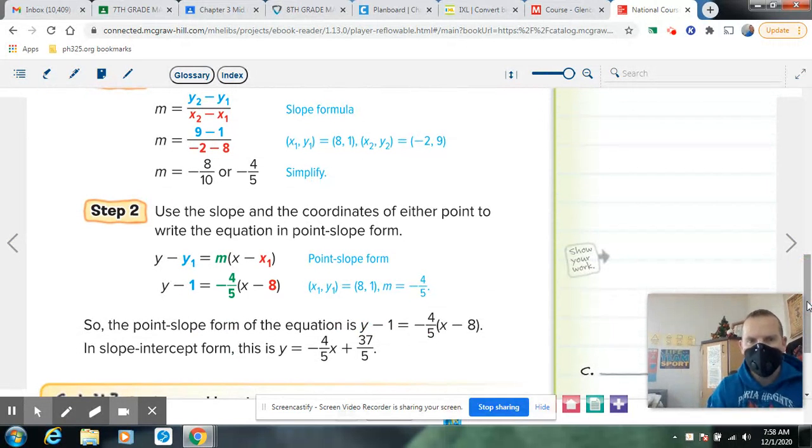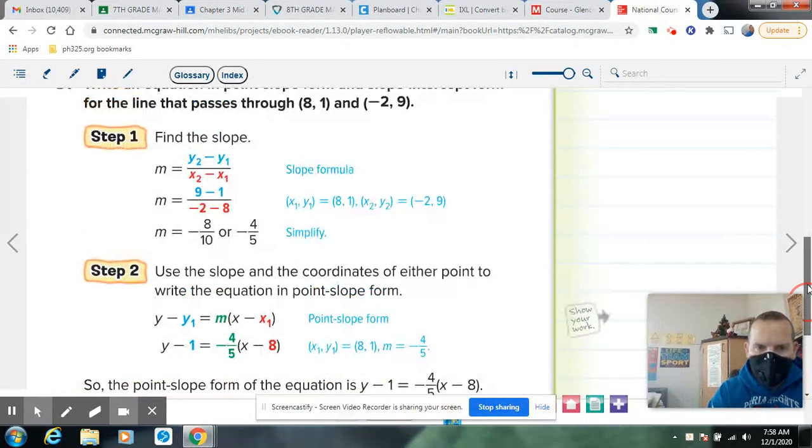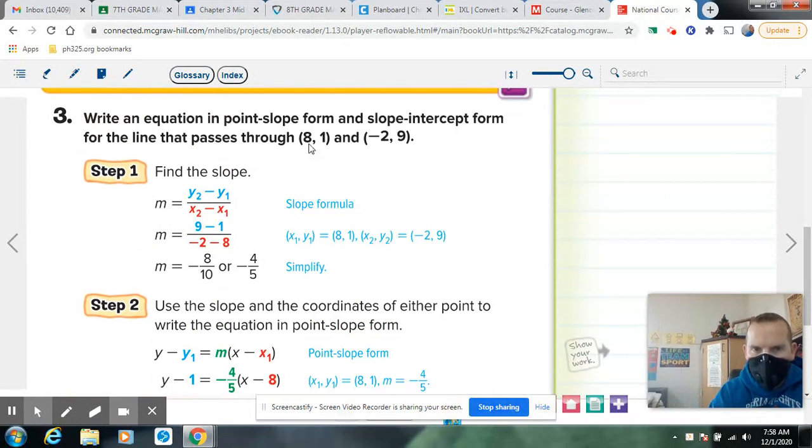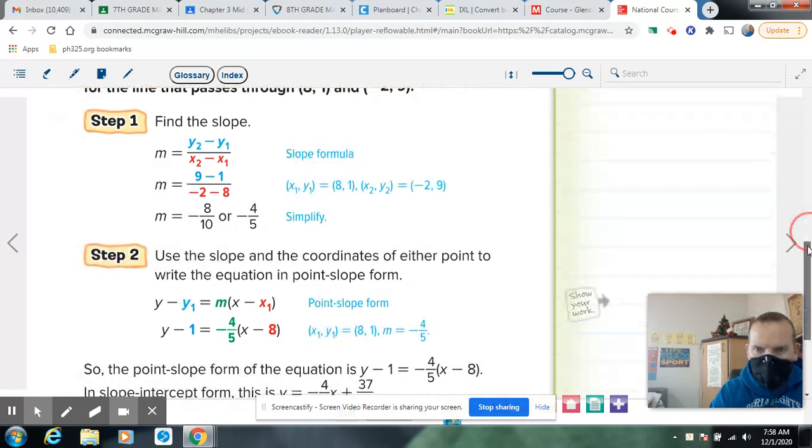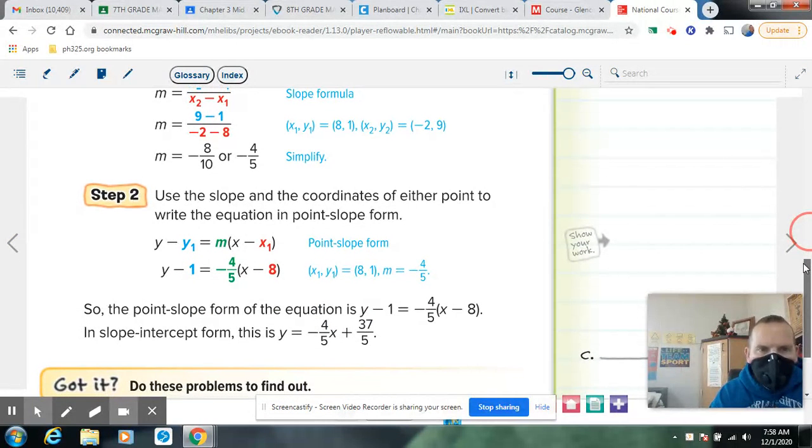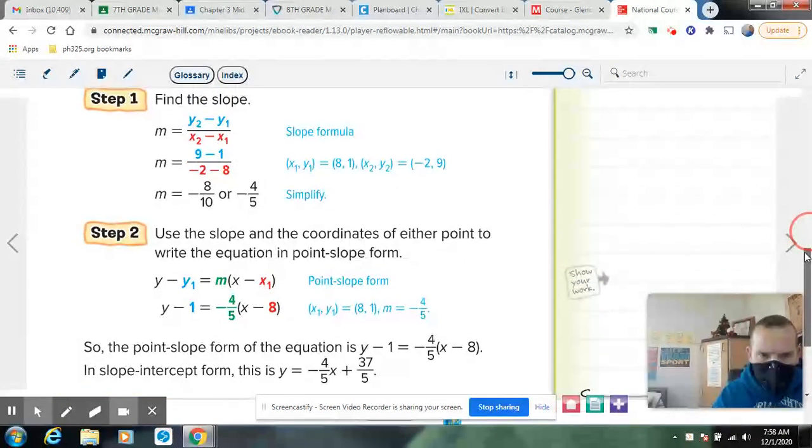Step 2, it says use the slope and coordinates of either point. So it doesn't matter which point you use. You're going to say, oh, which 2 points? Well, let's go back to the top. There's point 1, group 1. Here's group 2. You can use either group 1 or group 2. So it says use the slope and coordinates of either point to write the equation in point slope form.